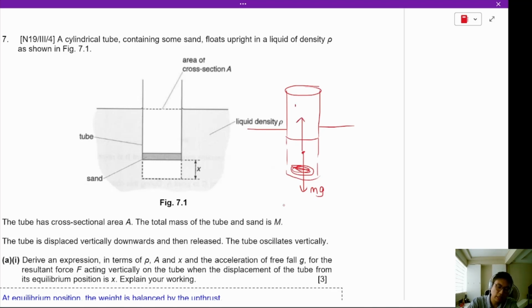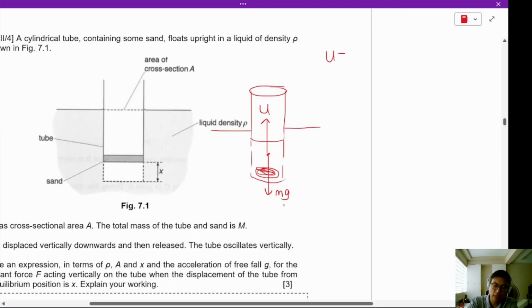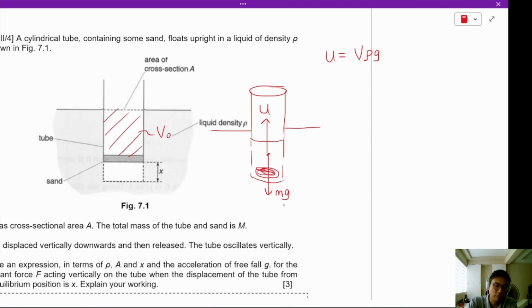First, the weight of the container is acting downwards, mg. Then there is an upthrust acting upwards, U. We know that the upthrust is equal to the volume of water displaced multiplied by the density of the water multiplied by 9.81. What is the volume of water displaced? The volume V will be equal to the cross-section area A multiplied by the length of the tube plus any additional length, L plus x. This will be the volume. This is the area A, the cross-section area of the base.